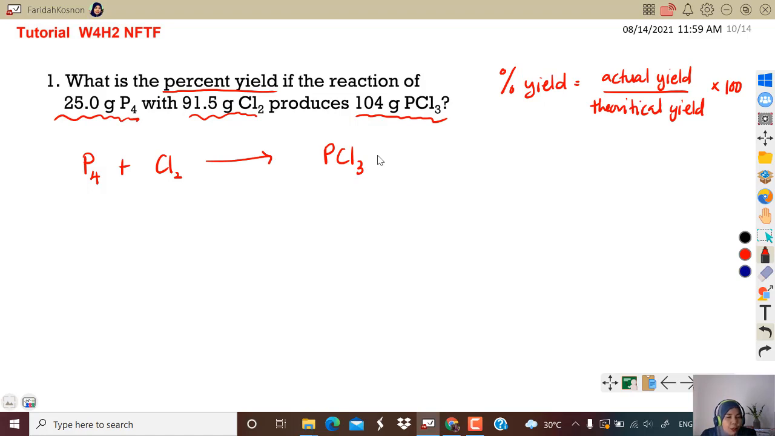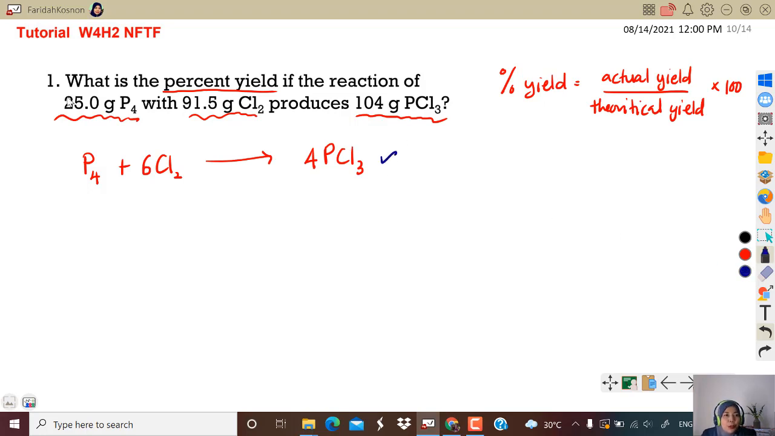So kita kena balancekan equation ini. Jadinya sekarang phosphorus we have 4 moles at the left side. So we have 4 here. We need 4 moles of phosphorus trichloride here. And since chlorine we have 12 here, so chlorine at the left side 6. This is the balanced chemical equation.